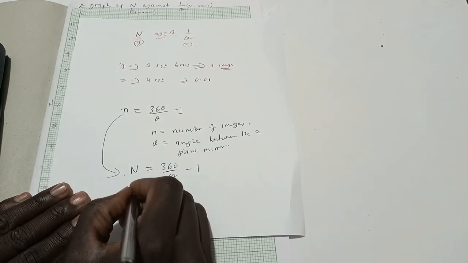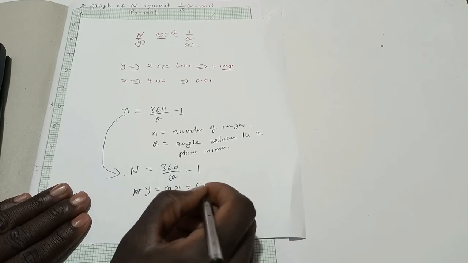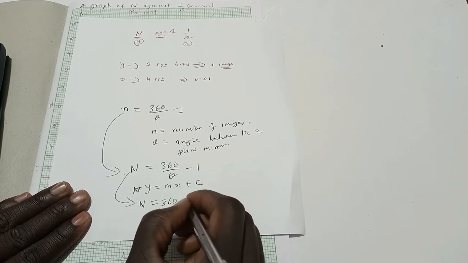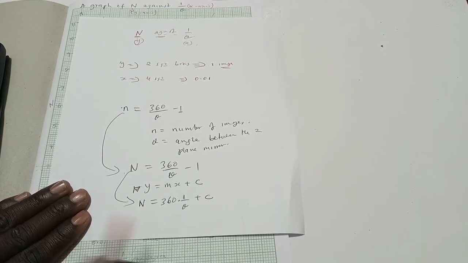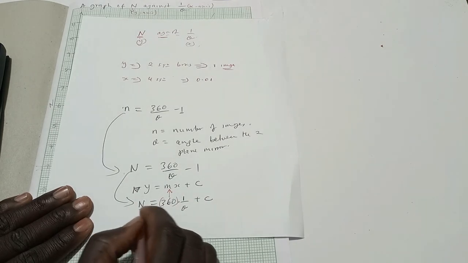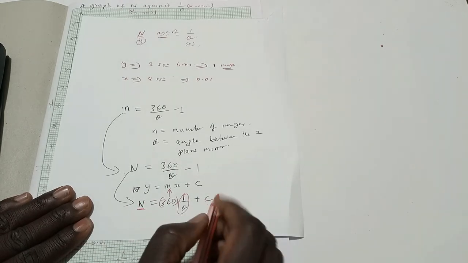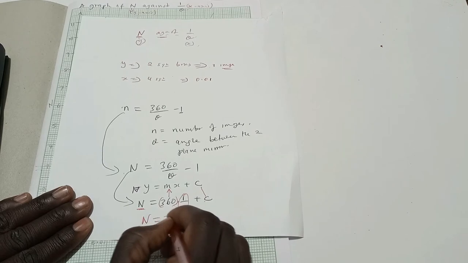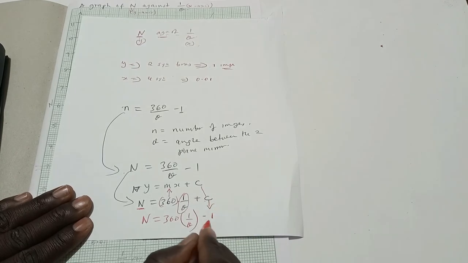If you write this in the form of the equation of a straight line, y equals mx plus c, then our equation is written as n equals 360 times 1 over theta plus c. You can see clearly that 360 is the gradient of this graph. If you plot n against 1 over theta, then 360 becomes the gradient or slope of that graph. Sorry, then c is the intercept. This is 360 times 1 over theta minus 1, so our c here is negative 1.